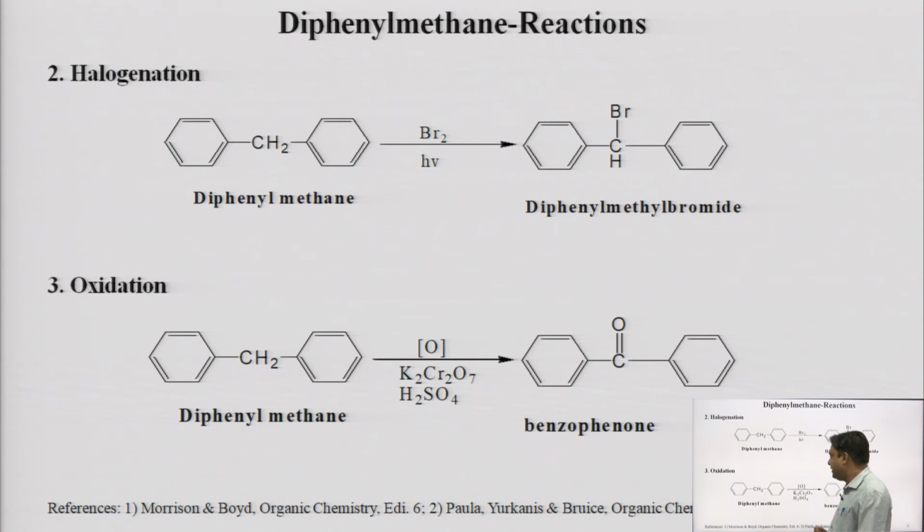Again, in the case of oxidation reactions, diphenyl methane, when reacted with a very strong oxidizing agent like potassium dichromate in the presence of sulfuric acid, gives benzophenone. The methylene group gets oxidized to the carbonyl group. Hydrogen will be removed in this reaction and oxygen will be added.